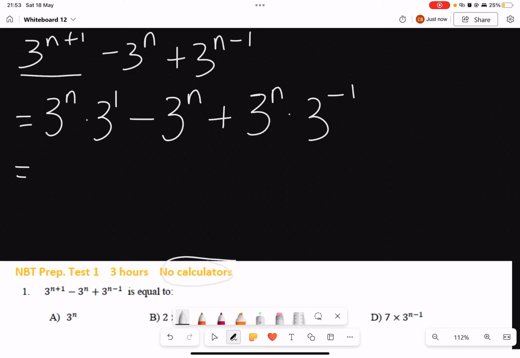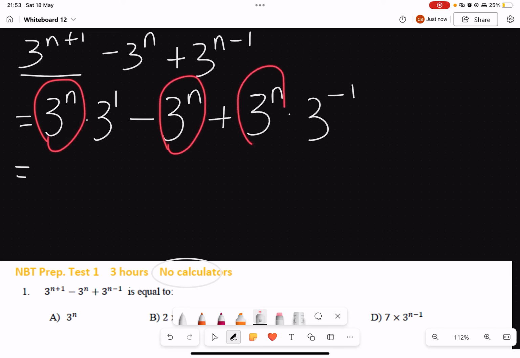And then there will always be something common, either a common factor or it will be a trinomial or difference of two squares. Let's check what type of factorization we have in this case. So if you check, we have 3 to the power n here. You also have 3 to the power n there. You also have 3 to the power n there. So all those are common. So I'm going to take them out as a common factor.